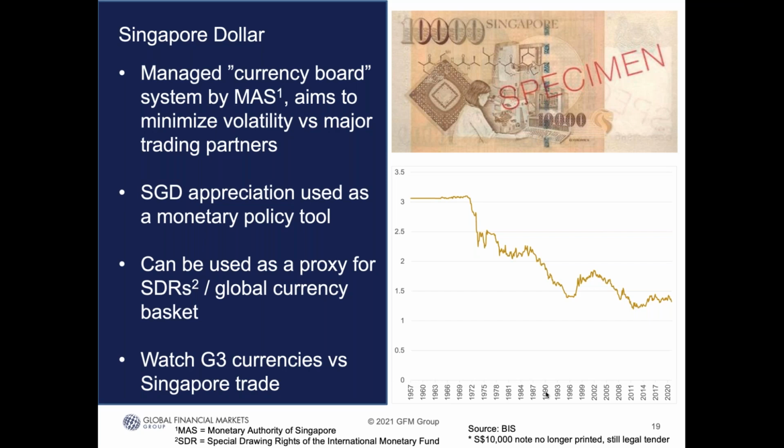You can basically think of it as a proxy for the SDR, which again, you can't buy SDRs in your Interactive Brokers account. I do recommend you looking them up if you're interested. So really, the only factor to look at in the Singapore dollar right now is how are other currencies doing. Look at a basket of the G3 currencies of dollar, euro, yen, and think of the Singapore dollar as a proxy of that.